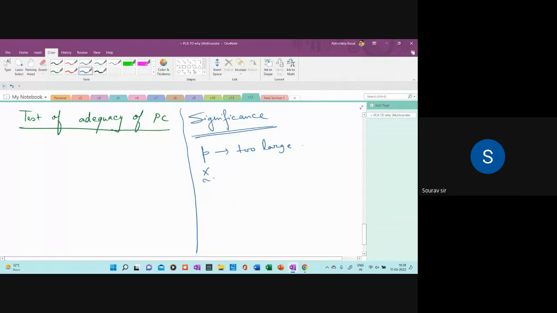Suppose further we choose L curl in such a manner, such that the variance of L curl transpose X curl is maximized. We choose L curl in such a way. But is there any other condition we need to impose? The answer is yes. The condition is that L curl transpose L curl should be 1. Why are we imposing this condition?